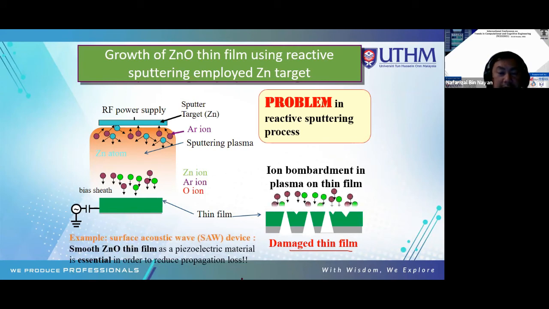This is more critical when we talk about the SAW device, the surface acoustic wave device. For this device, we need a very smooth zinc oxide thin film as a piezoelectric material so that it will reduce the propagation loss. So we need to understand the plasma so that we can reduce this damage and reduce the ion bombardment effect.